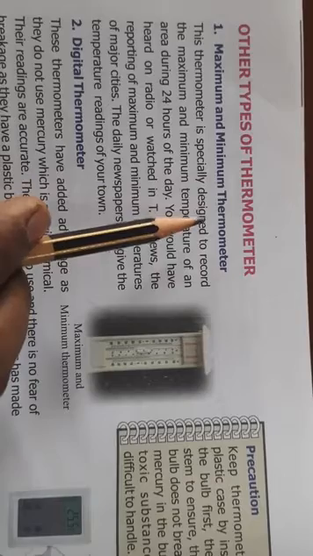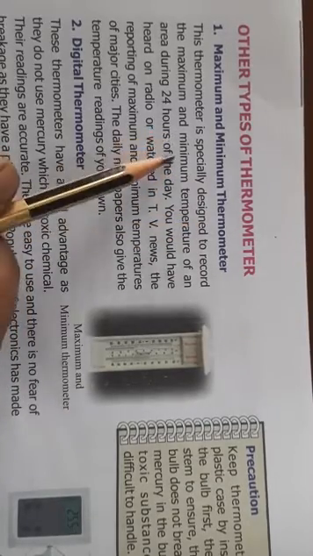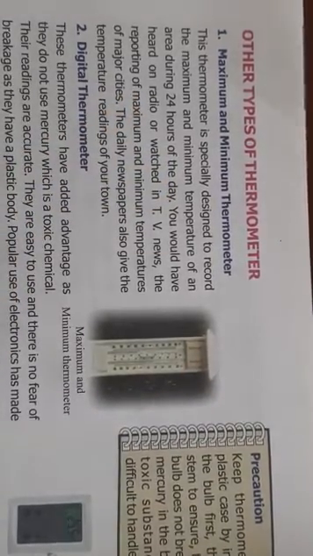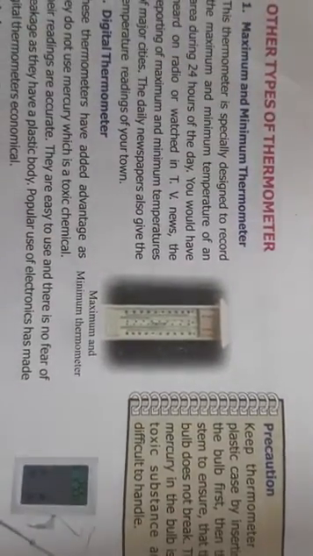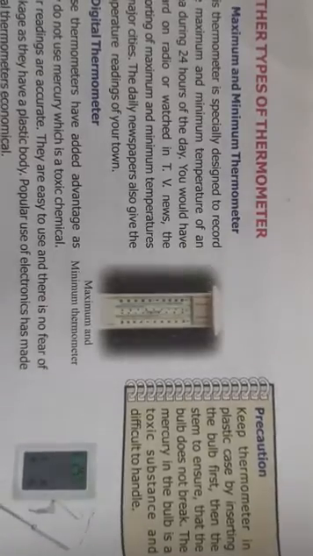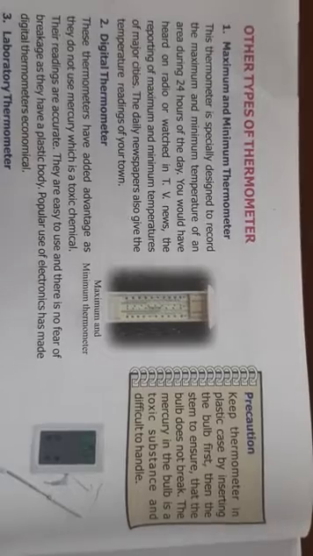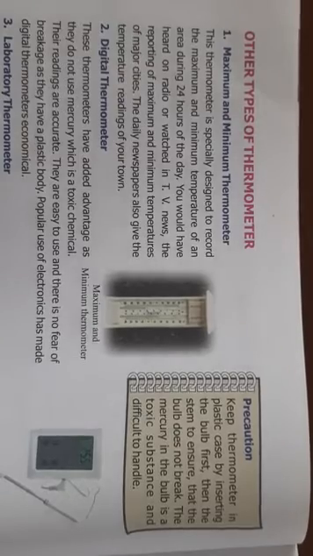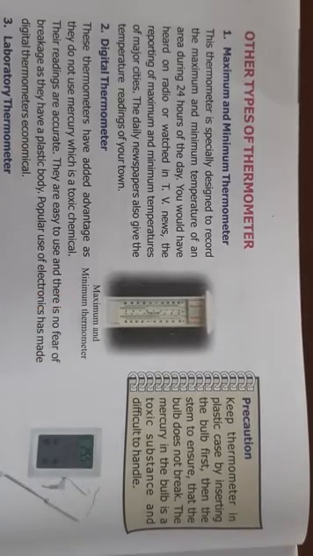The maximum and minimum thermometer is used to record the maximum and minimum temperature of an area within the 24 hours of the day. For example, you have all heard on the radio and in the TV news the reporting of the maximum and the minimum temperature, and the newspapers also give you the maximum. Nowadays you get even on mobiles the maximum and minimum temperature of a particular day. So that temperature is given by the maximum and minimum thermometer.